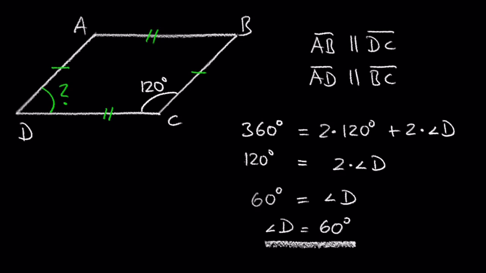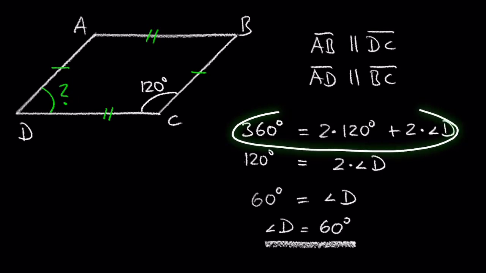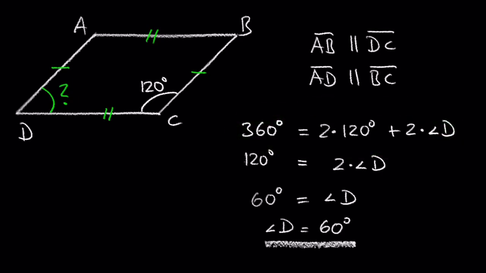So we used the one important property which all four-sided plane figures have in common: the sum of the measures of the interior angles is 360 degrees. We also used the fact that the opposite angles in a parallelogram have the same measure.